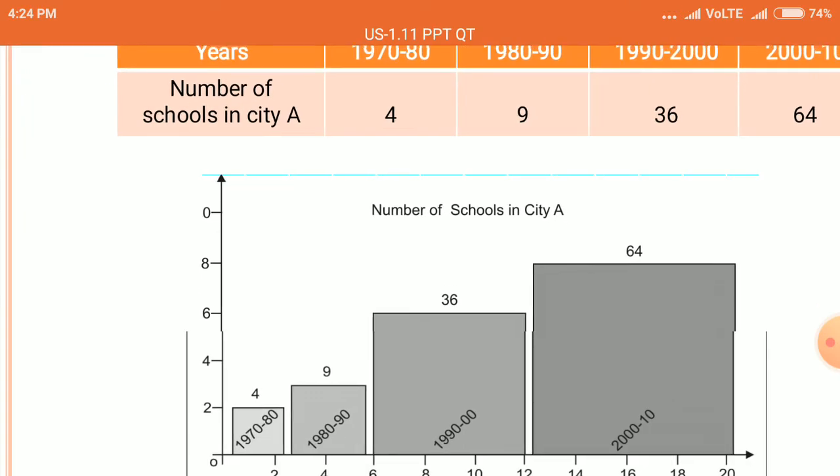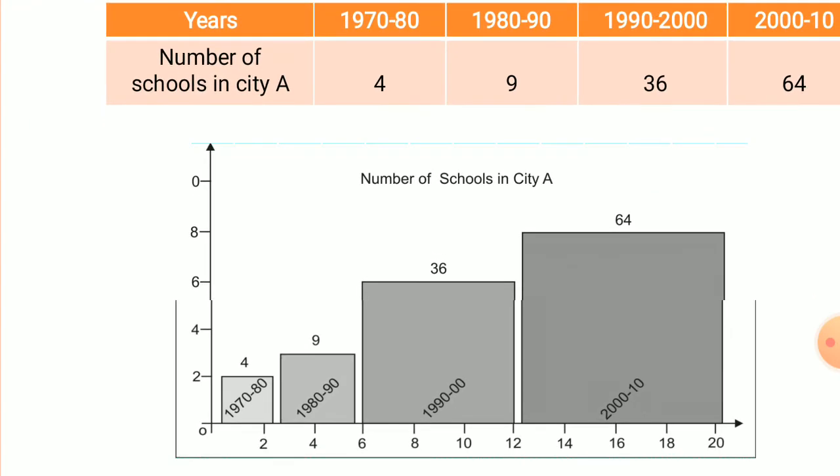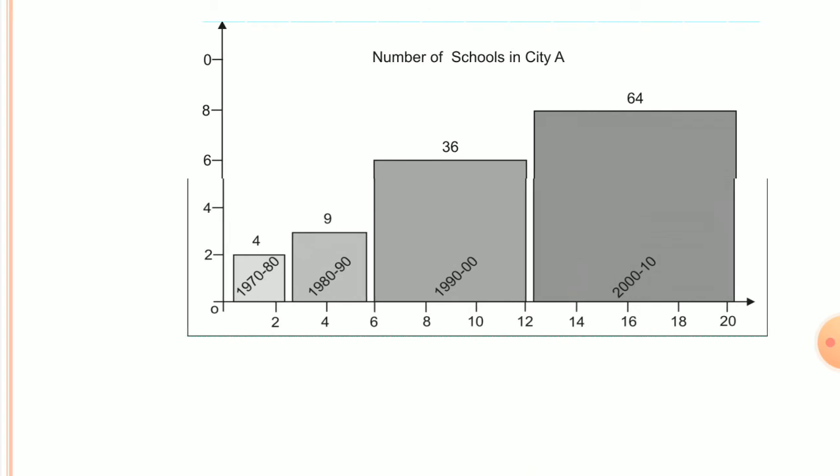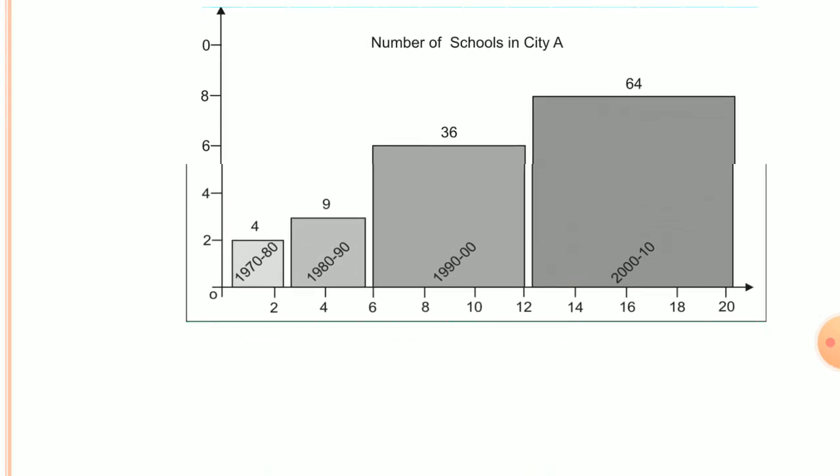So this is the way in which we are going to construct square diagrams. The diagrams which are constructed in the form of a square are known as square diagrams. All the sides are equal, the four sides are equal.